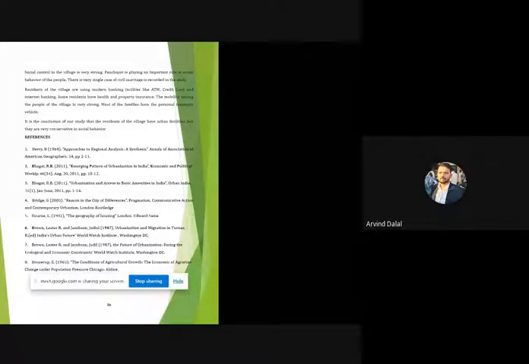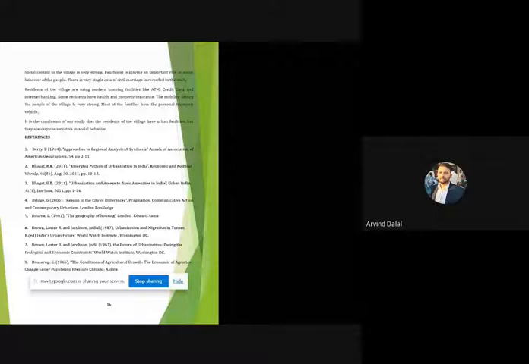There is a very single case of civil marriages recorded in the study. We have seen that there was no police case, and there were some cases, 3 or 4, but not more than that. This shows that the panchayat is controlling the social behavior, the social activities of the village.